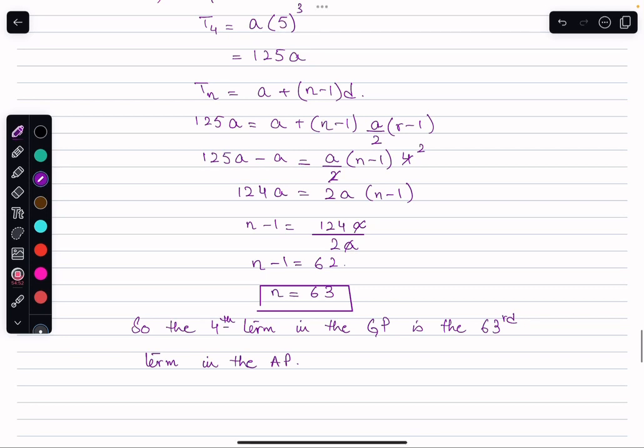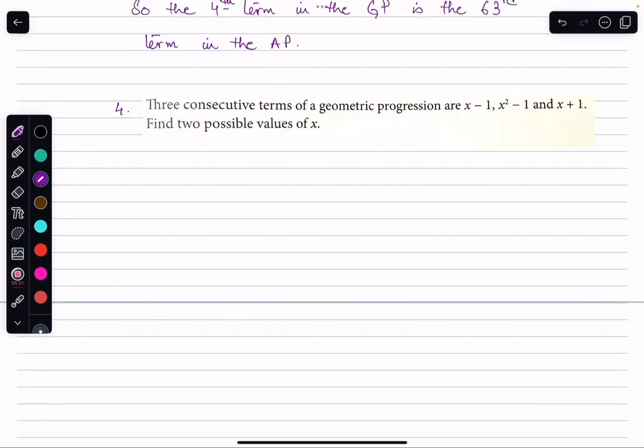Let's move to the next question. Three consecutive terms of a geometric progression are x minus 1, x squared minus 1, and x plus 1. Find the two possible values of x. So we have three consecutive terms here, x minus 1, x squared minus 1, and x plus 1. Let's say that these three consecutive terms are t1, t2, and t3. We have to get the two values of x.